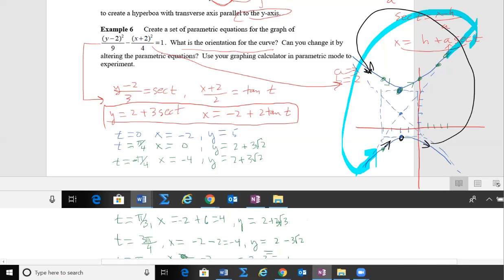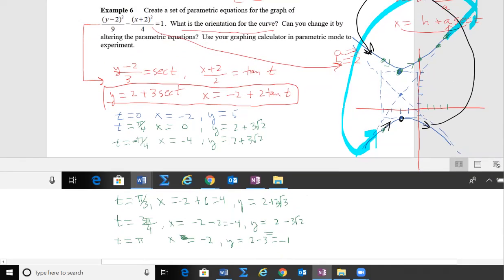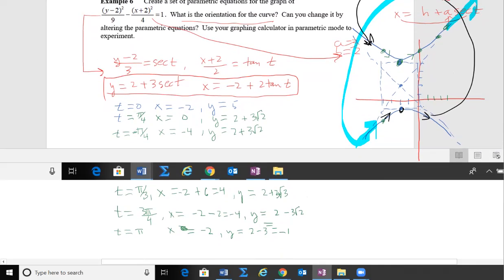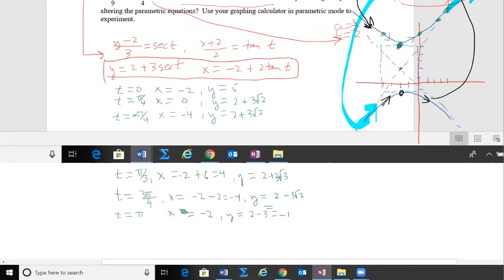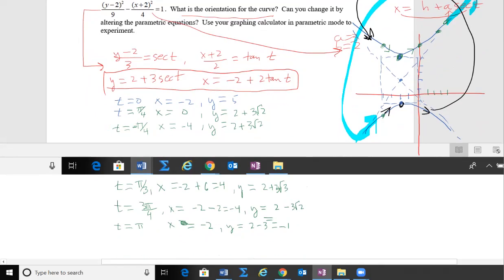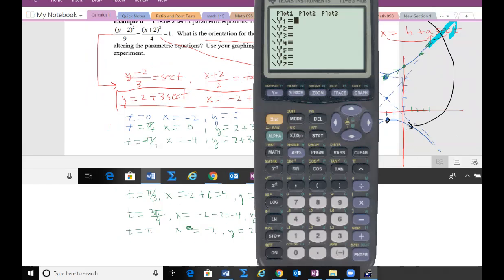And last thing is I'm going to show you a little bit. So I've got the orientation, and the last thing I'm just going to pull up the calculator and play a little bit with that so you can see how you can get some of this done on the calculator. So if we'll just pause for a second. Okay, I'm going to walk through how you can get some of this on your calculator. Let's go into parametric mode.